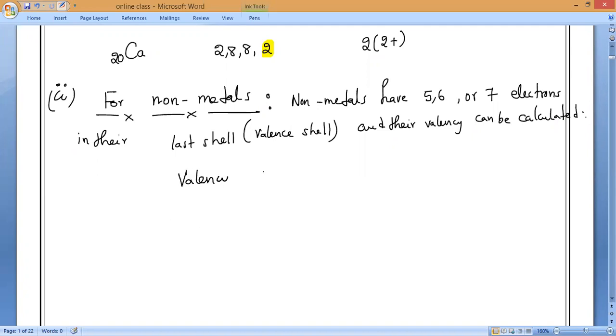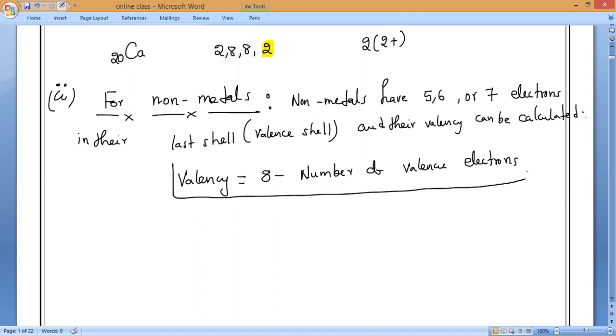Valency is equal to 8 minus the number of valence electrons. That is the formula. So for metals, valency equals the number of valence electrons. But for non-metals, valency equals 8 minus the number of valence electrons. So this 8 we can call a rule.